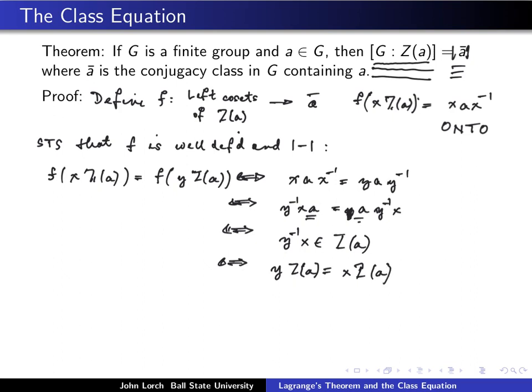So the forward direction of this argument shows that the function is 1 to 1. The rearward direction of this argument shows that f is well defined. And that proves the theorem.